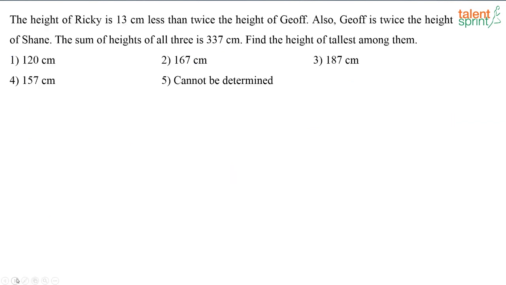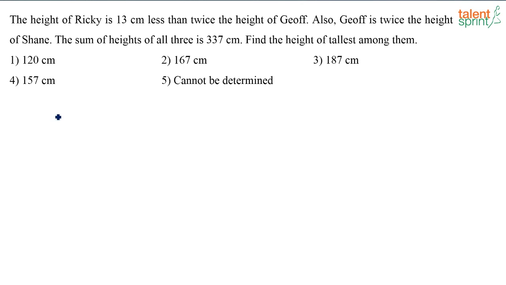Very good. Next one. The height of Ricky is 13 centimeter less than twice the height of Jeff. Also, Jeff is twice the height of Shane. The sum of the heights of all three is 337. Find the height of the tallest among them. Try this and tell me the answer.